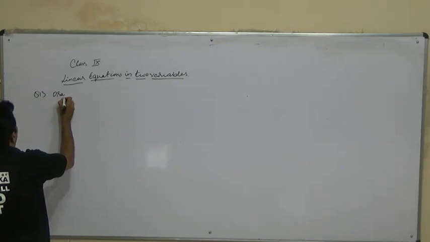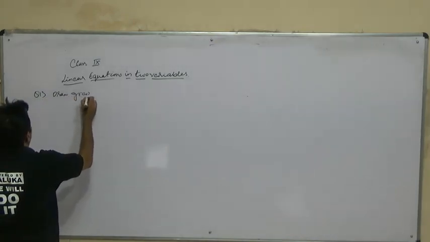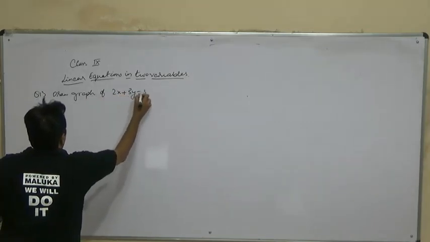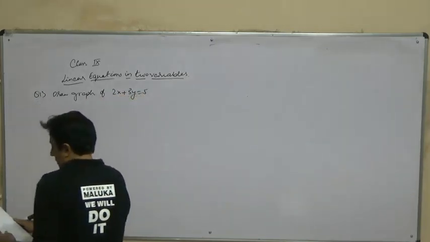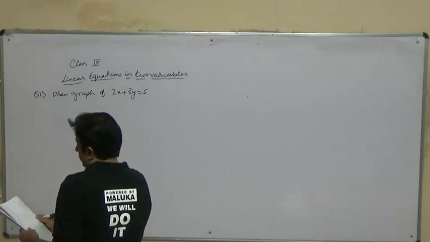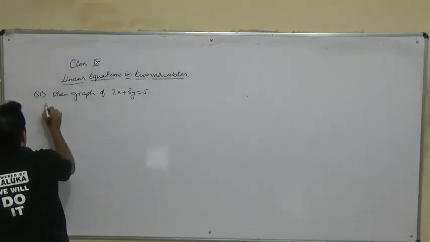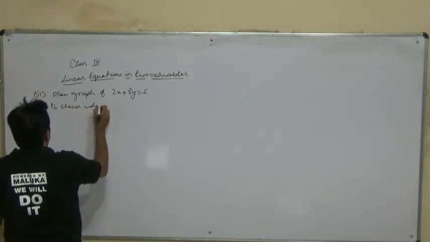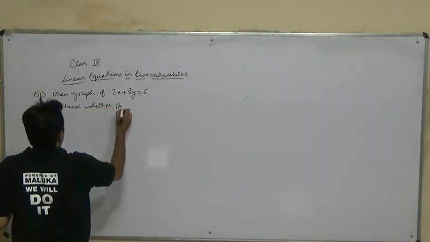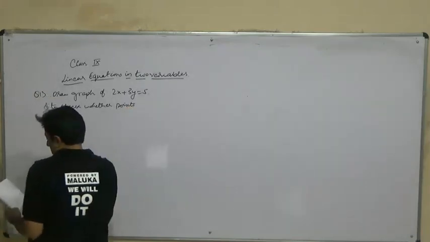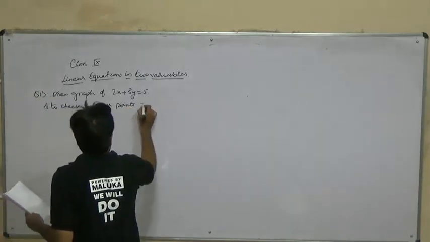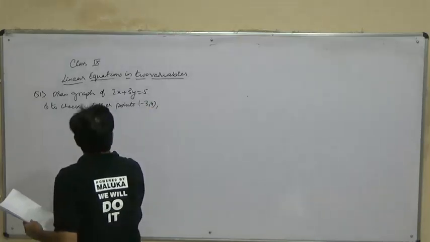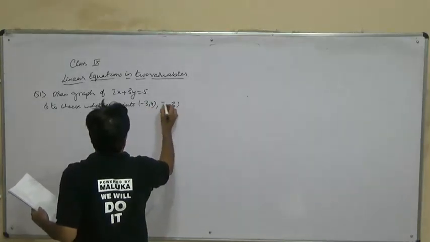Draw the graph of 2x plus 3y equal to 5. Check whether the points minus 3, 4 and 7, minus 3 lie on it.